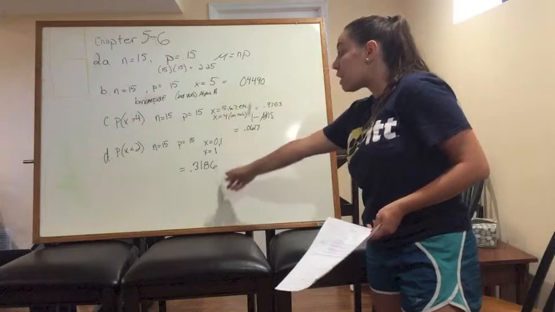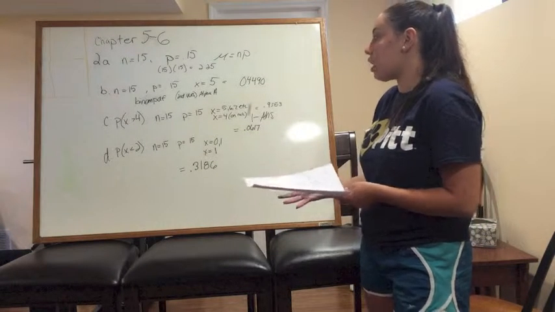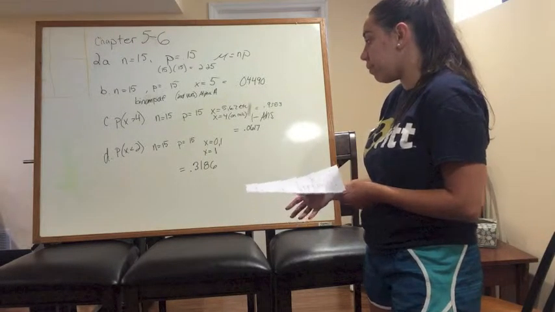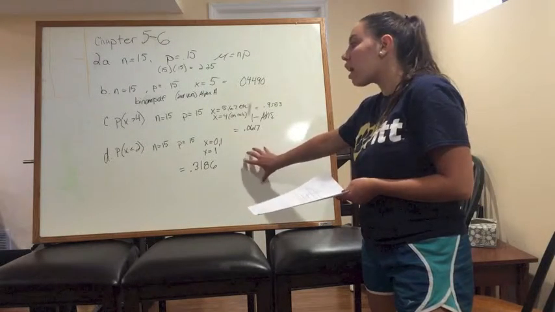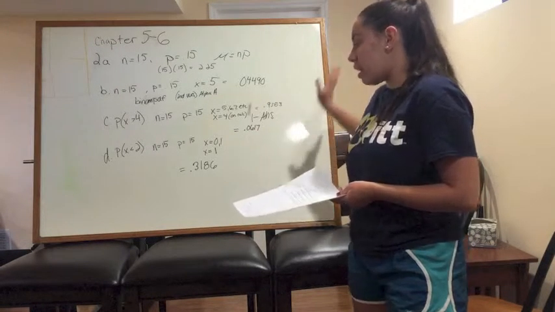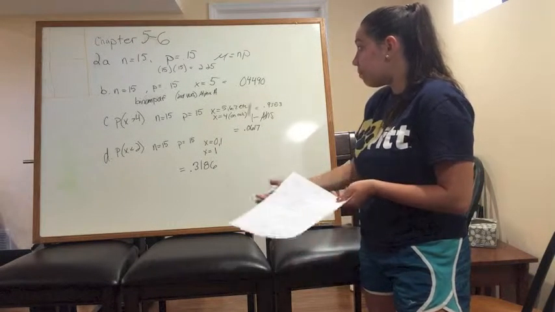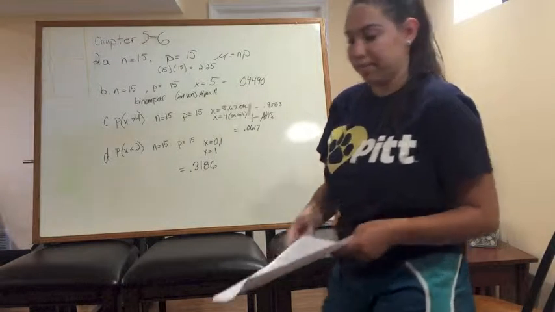And then we want to type into the calculator the 1. So binomial CDF, second bars alpha b, 15, comma 0.15, comma 1. And that'll be 0.3186 because that means everything up to 1. So that is including everything else because we don't want to include 2 in that. And that's it for question 2, chapters 5 and 6.